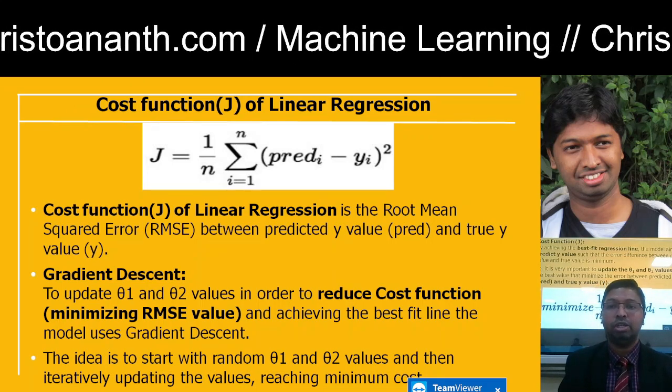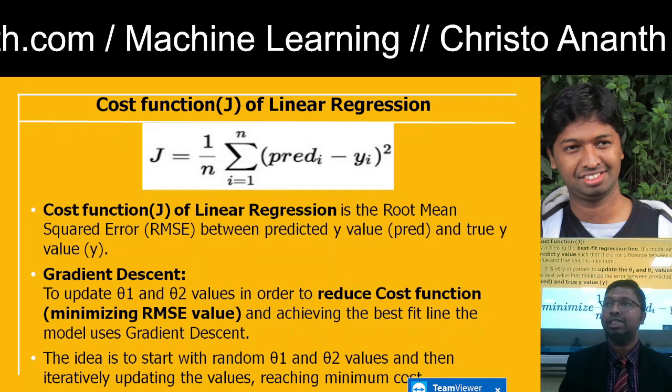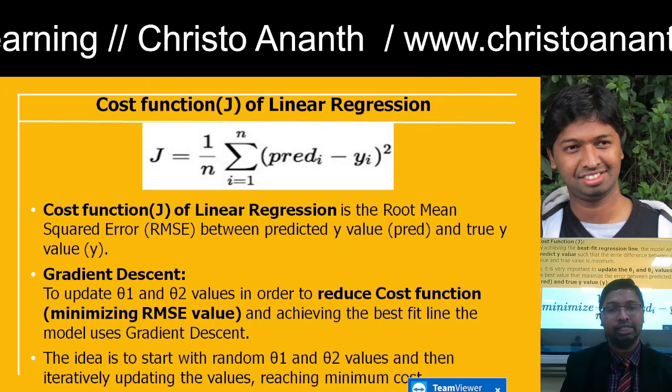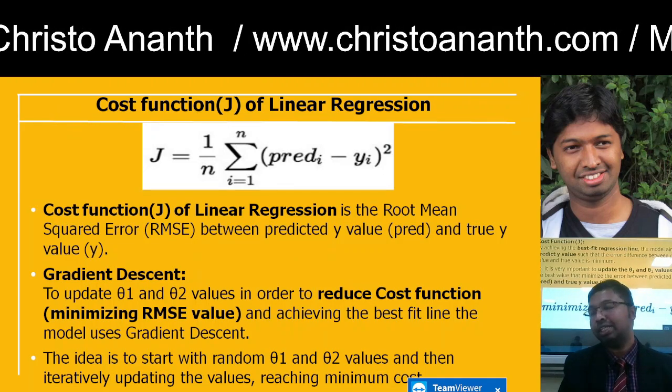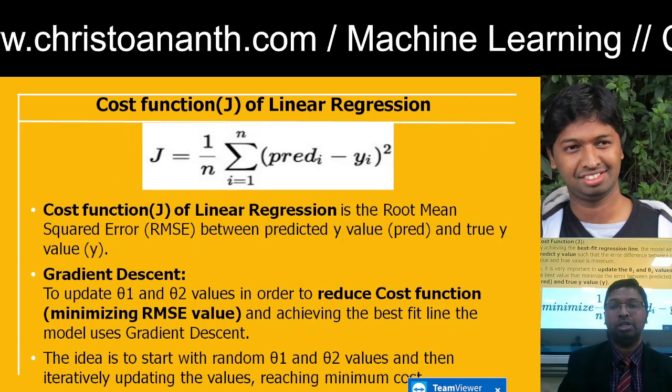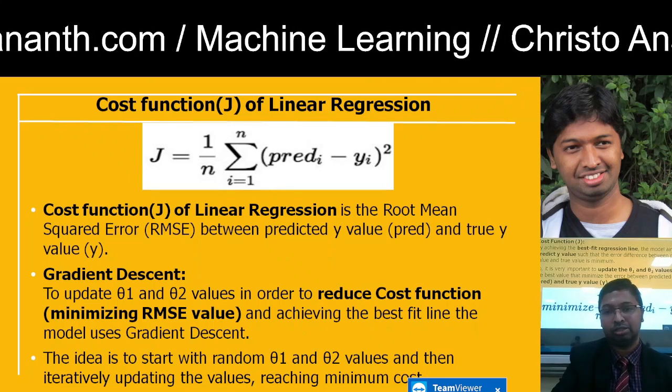If you do this, you can achieve the best fit line, and of course you can use gradient descent. You have to update the values of theta 1 and theta 2, and iterate so that the minimum cost is actually reached.